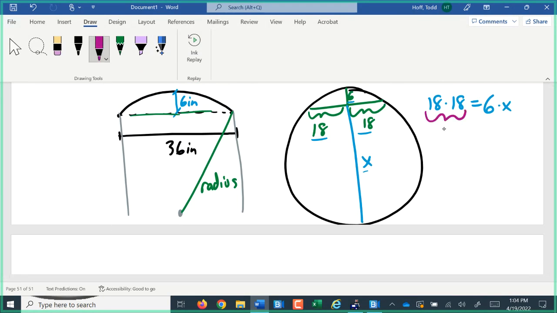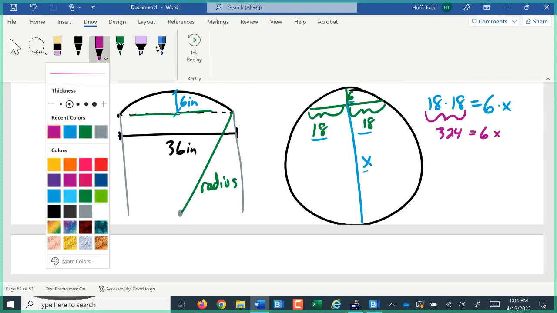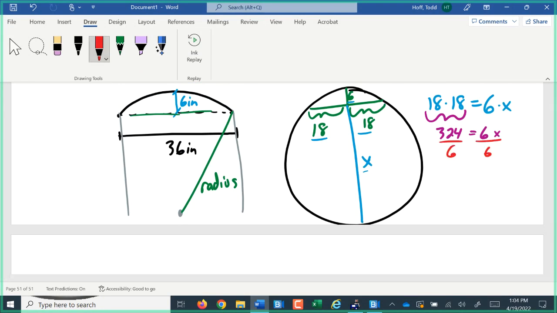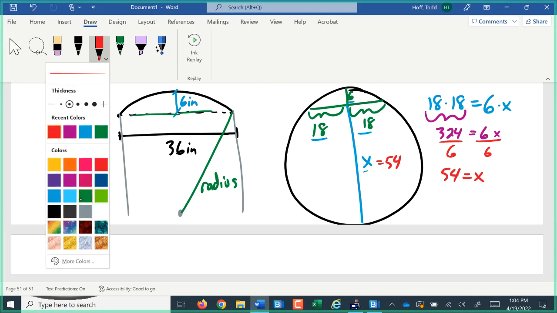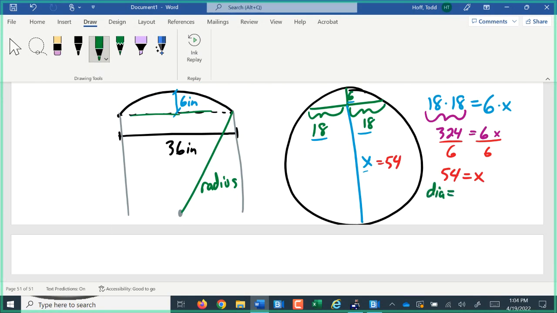What's 18 times 18? Say 324. 324. And then what do I do? Divide by 6. It's 324 divided by 6, 54. x equals 54. So now what is the diameter of that circle? 54 plus 6, 60. Radius would be half of that, 30 inches.